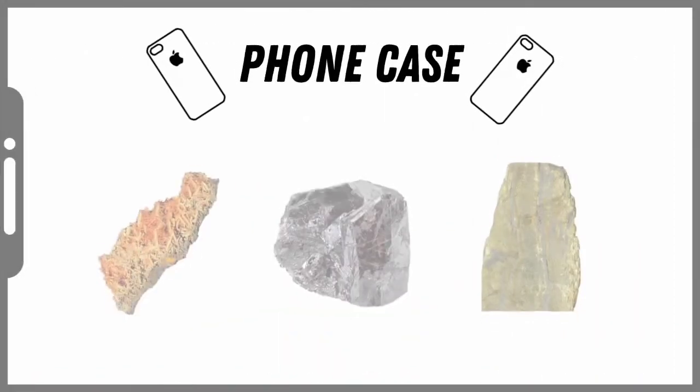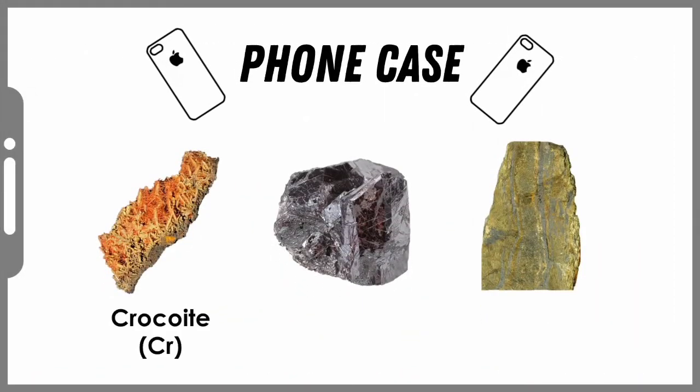We also have these minerals, which is crocite that contains the element chromium. We also have rutile that contains the element Ti or titanium. And lastly, we have bromargyrite that contains the element bromine.